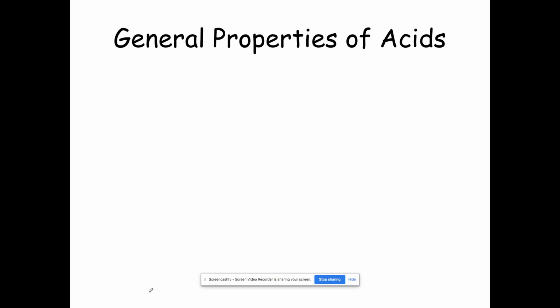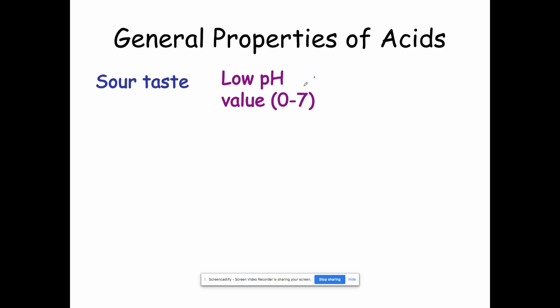So general properties of acids. What is an acid? Well, if you were to taste them, food-safe acids, they're sour. So think lemonade, citrus, tomato, vinegar. pH scale. We will definitely talk about pH, but if you remember, acids have a low pH value. Now, hopefully you remember that 7 is a special number. 7 is neutral. So how about we just say below 7?